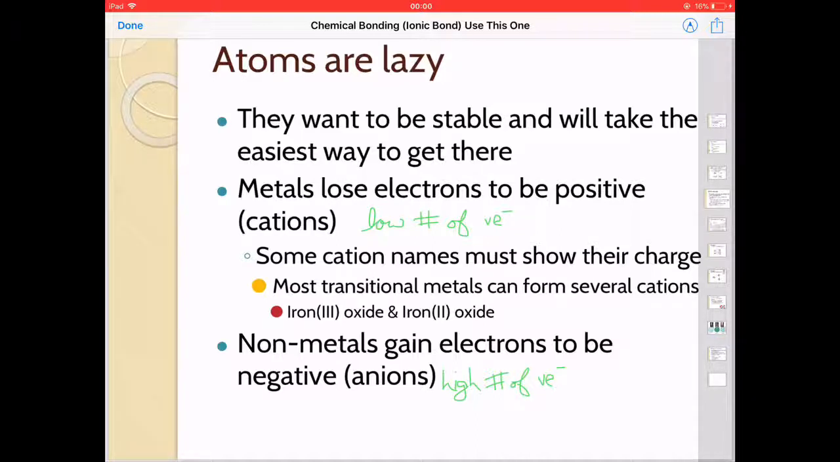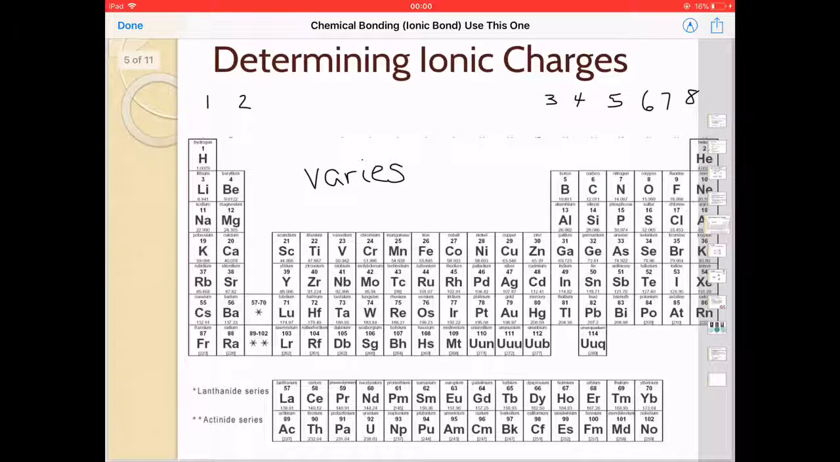The opposite is true for the nonmetals. Because they have a higher number of valence electrons, it's easier for them to gain electrons to become stable rather than lose. So when they gain electrons, they become negative anions. So if you look over here, you have your periodic table. Across the top, I've numbered the groups 1 through 8. Those I'm hoping you remember from our periodic table unit.